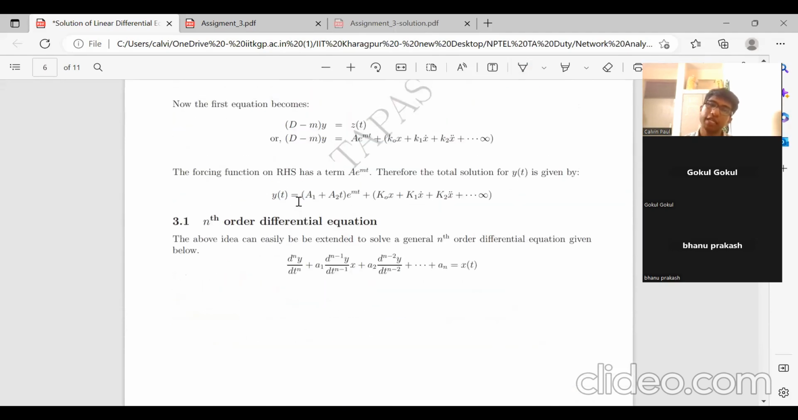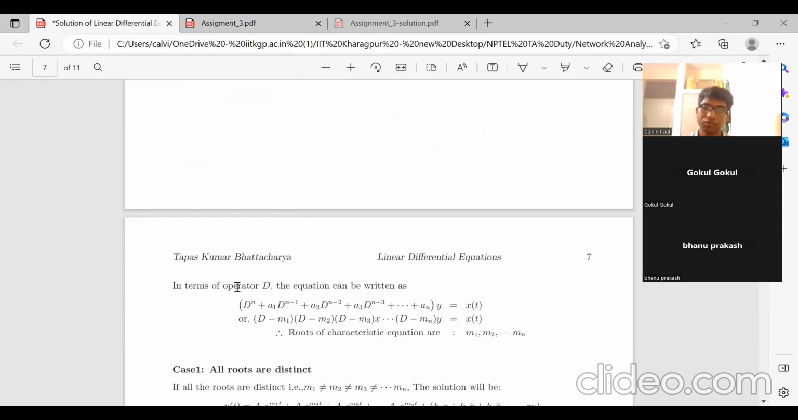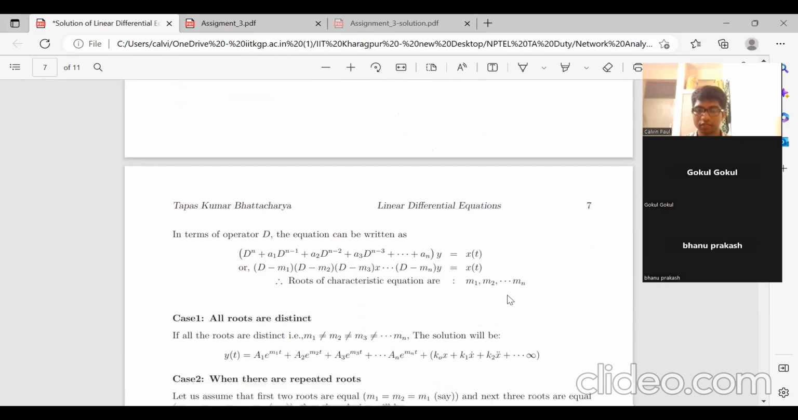Now we can go to an nth order differential equation, which means the highest differential is n. It will have coefficients a1, a2, up to an. When we write it in terms of the operator d, it will be written as d raised to n plus a1 into d raised to n minus 1 plus a2 into d raised to n minus 2 plus and so on, plus an into y, equal to x of t.